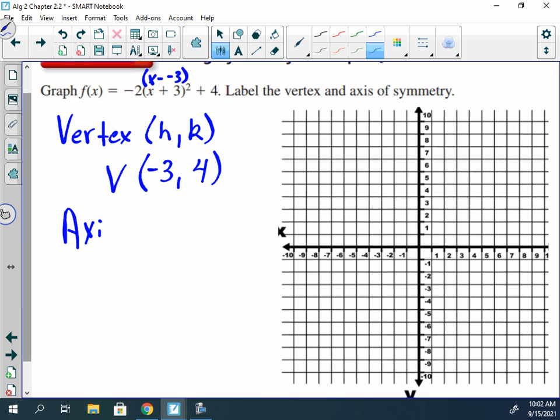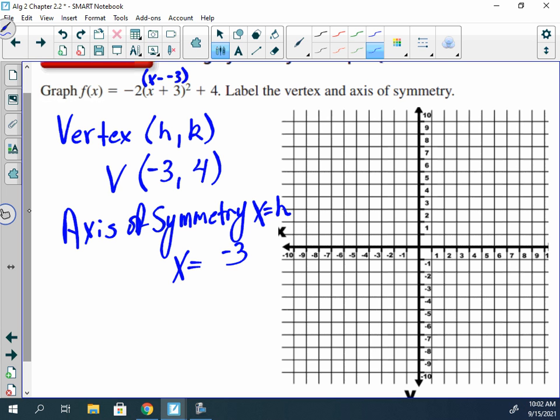And the axis of symmetry is x is equal to h. So for this here, it's going to be what? X equals? Almost, not 3, but negative 3. Because that would be the axis of symmetry. And that's it.